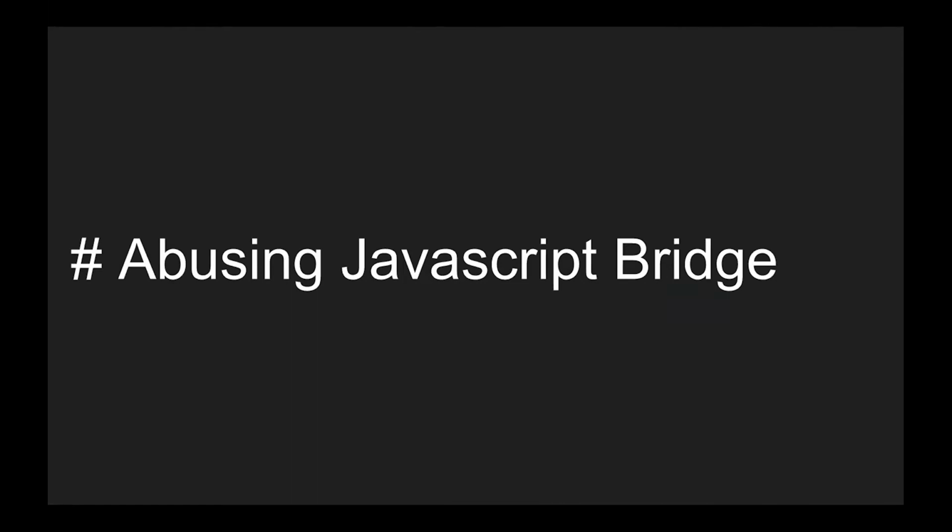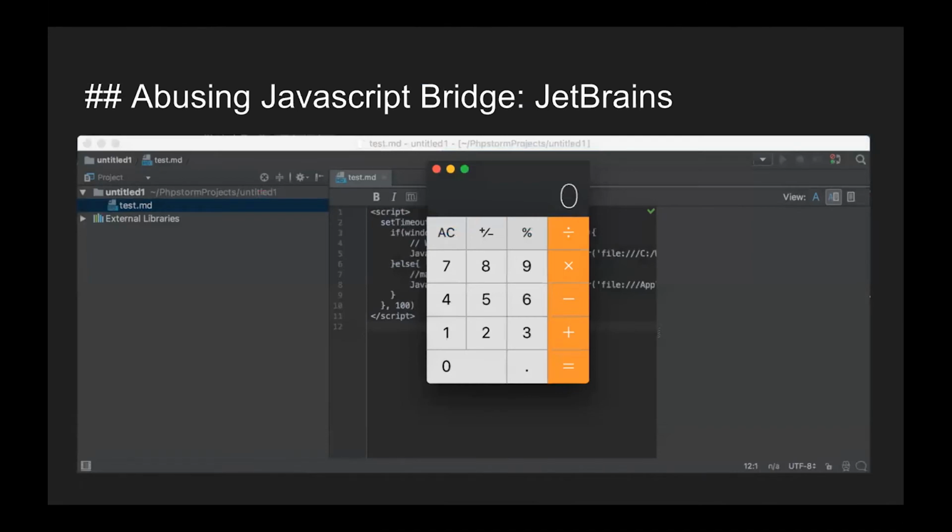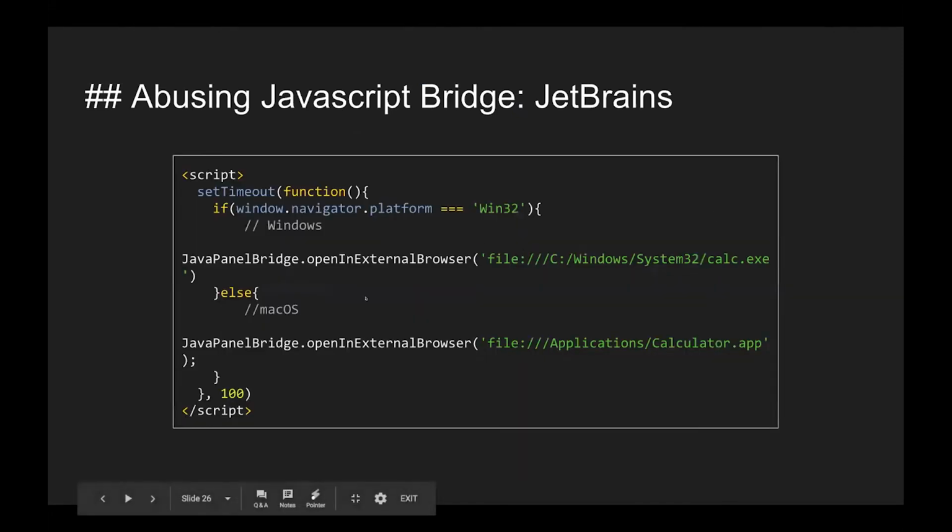So the next one is abusing the JavaScript bridge. A lot of apps have a JavaScript bridge between their native code. In the case of JetBrains, it's their Java application, and they set up a couple of functions. The JavaScript preview window that you have has a built-in bridge for that. And in this case, it's kind of abusing the same open external browser.